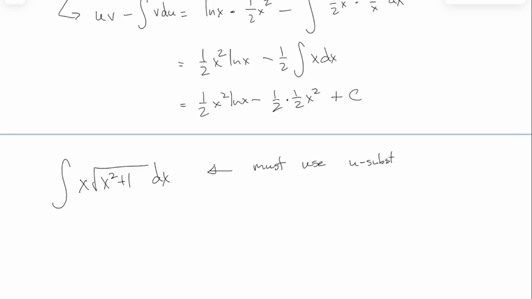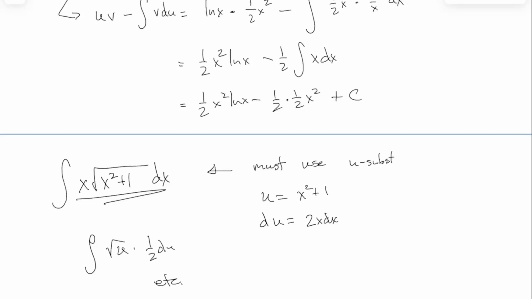How exactly did you do it? My U was x squared plus 1. Yeah, great. I don't think we need to go through all the details of this, but that's the U. The du would be 2x dx. And then this integral here becomes the integral of square root of u times 1/2 du. And then I will say, etc.